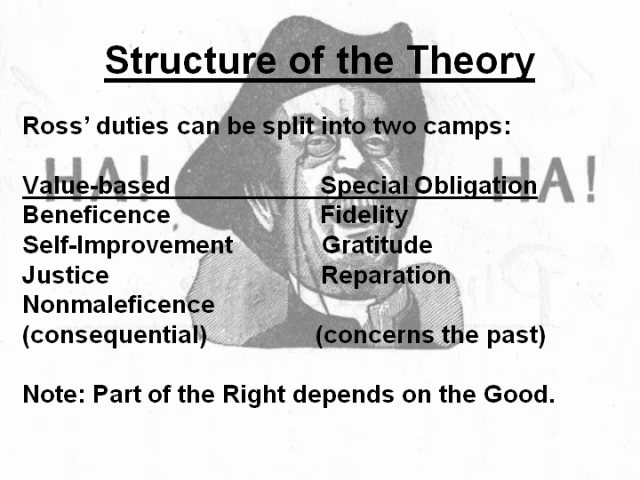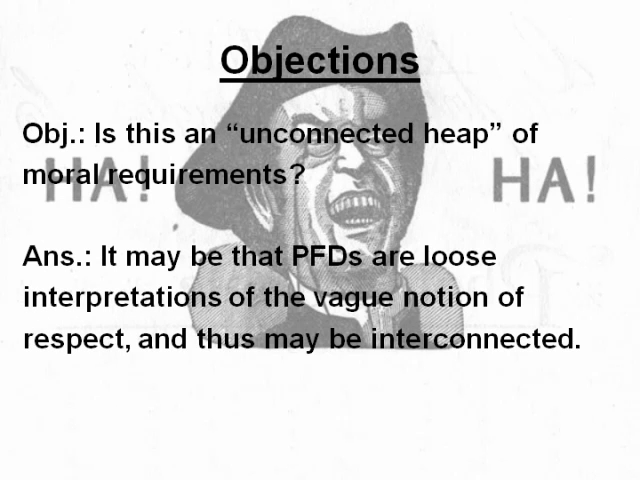Because of this, we can say that part of his theory of the right is dependent upon his theory of the good. That is, whenever he states that these four value states or values are important, he's going to base, to some extent, his theory of the right on this. Now, there are several objections that can be made towards moral pluralism. And perhaps the first one is simply asking, is this an unconnected heap of moral requirements?